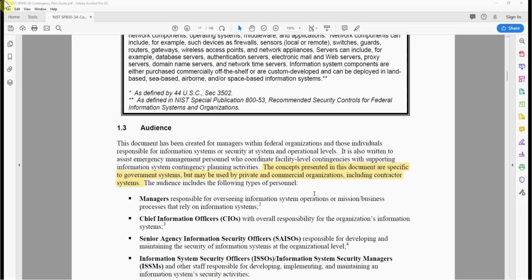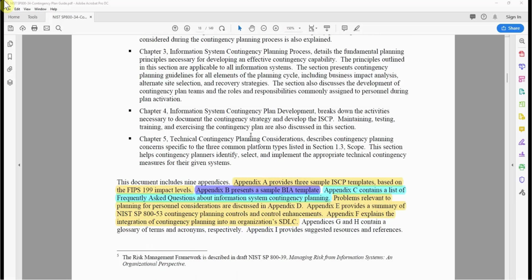Now, going back to the documentation, the concepts presented in this document are specific to government systems, but may be used by private and commercial organizations, including contractor systems. So it means that this document can be used by anybody, even though it is made for the government system. Now, let's look at the appendices that are provided in this document.